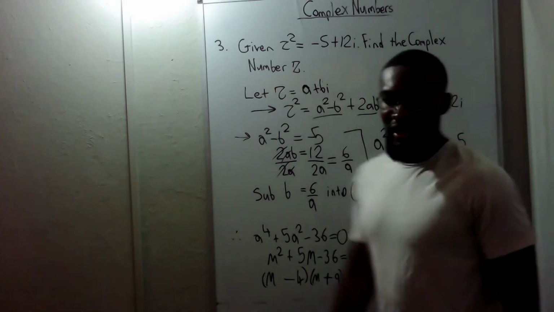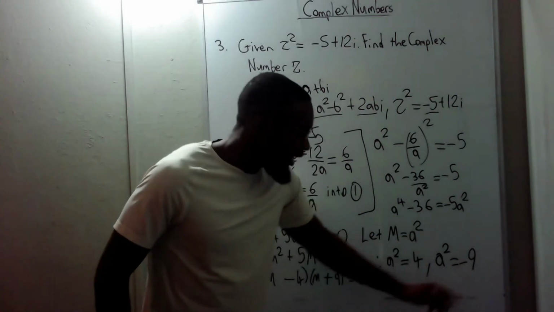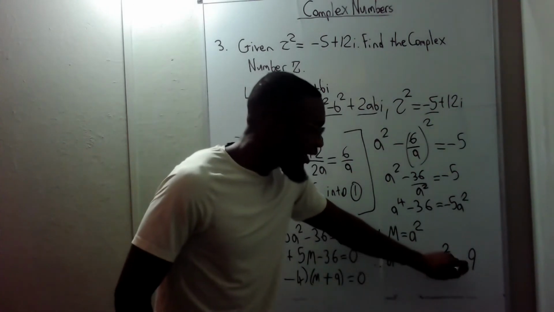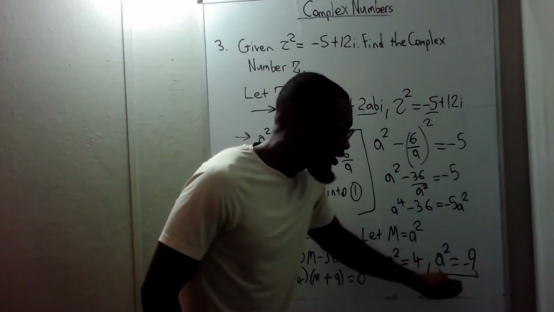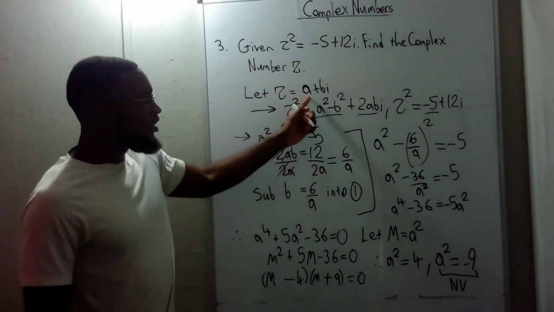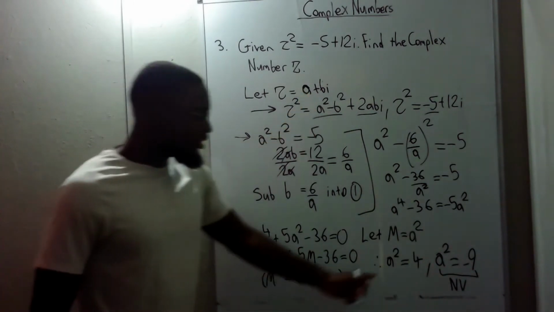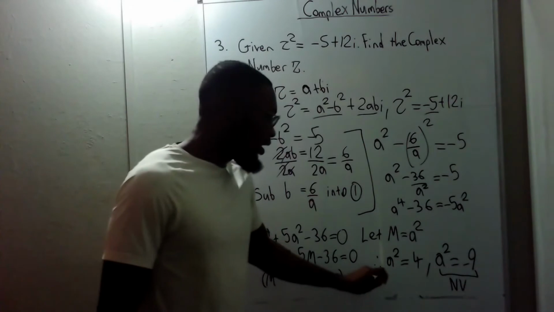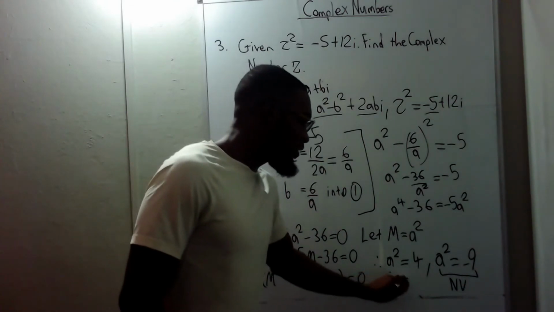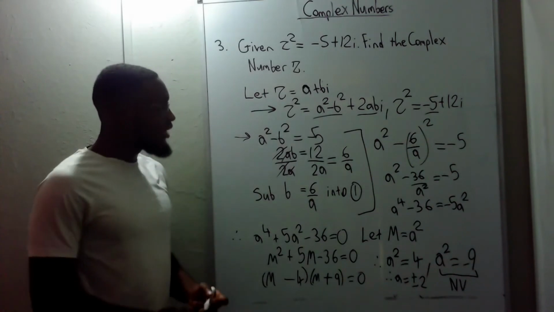Now we know this part can't be true. A squared cannot be negative 9. That one is not valid, because a must be a real number, and the real part can't have an imaginary number in it. So a squared is equal to 4, and therefore a is equal to plus or minus 2.